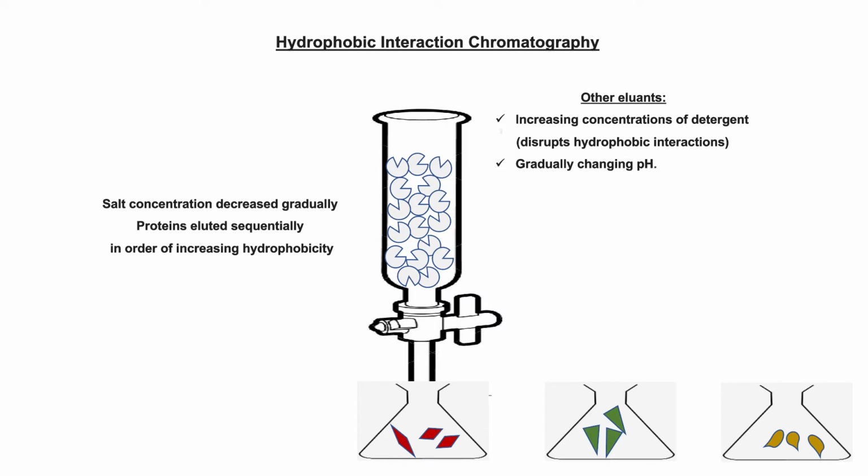Apart from detergent concentration, we can also do the same thing by changing the pH. But generally we use the salt concentration or the detergent concentration in the order of increasing magnitude.